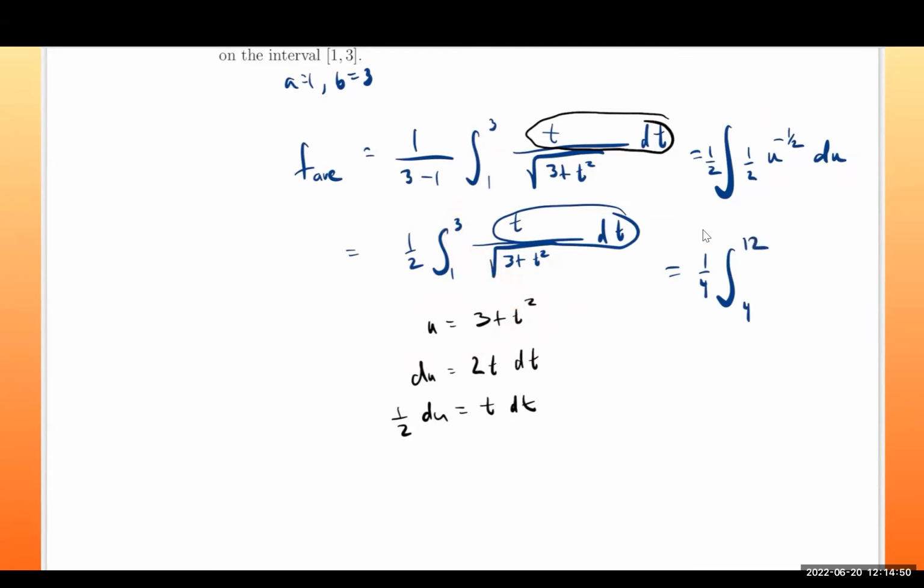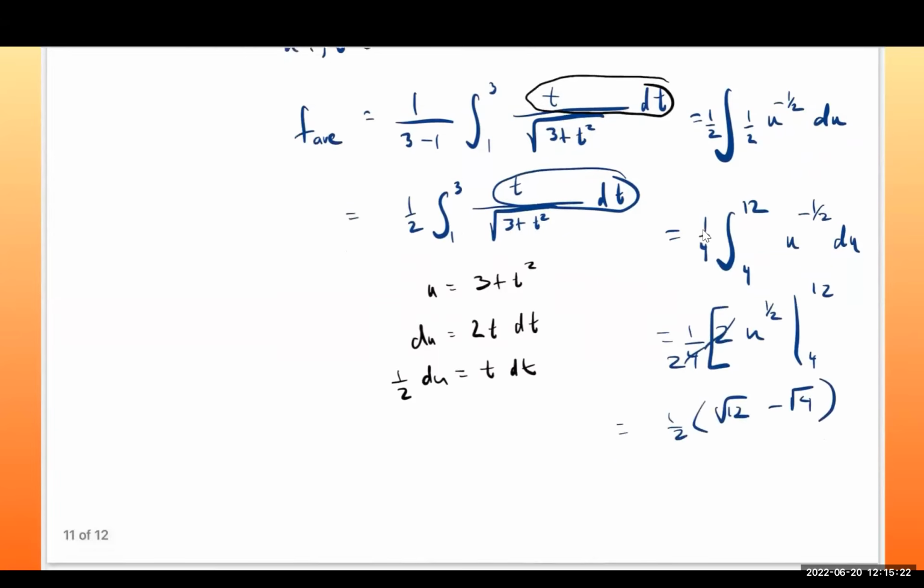And then the antiderivative of u to the negative 1/2 is, that's going to stay the same for now. The next step, I will find the antiderivative, which is 2u to the positive 1/2, from 4 to 12. And don't forget, we still have that 1/4 in the front. So I can go ahead and cancel that with that. That's going to become 1/2 on the outside. And then it's going to become radical 12 minus radical 4.